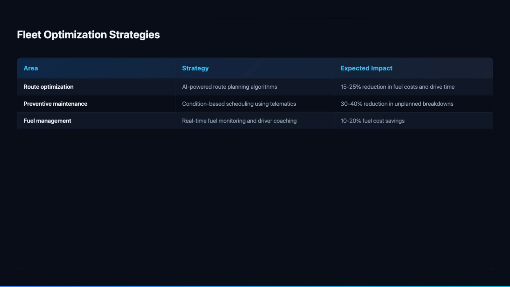Monitoring fuel consumption patterns and coaching drivers on efficient habits produces significant savings at scale. Driver performance programs improve safety records, reduce accident costs, and lower insurance premiums. Managing the vehicle life cycle systematically ensures we maximize value and minimize total cost at every stage.